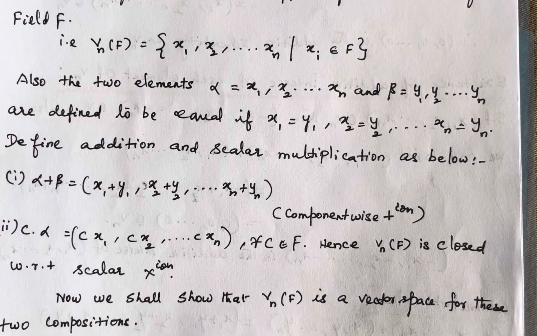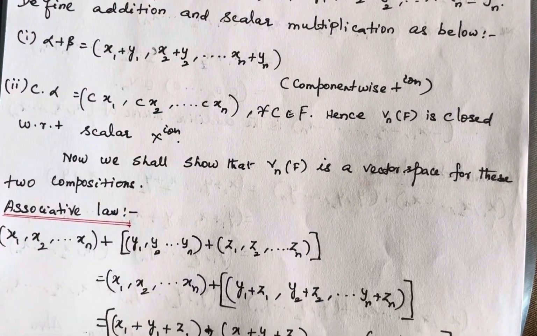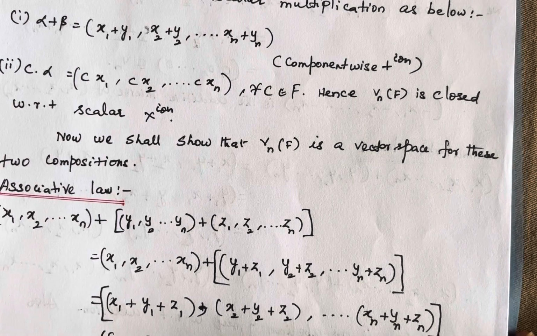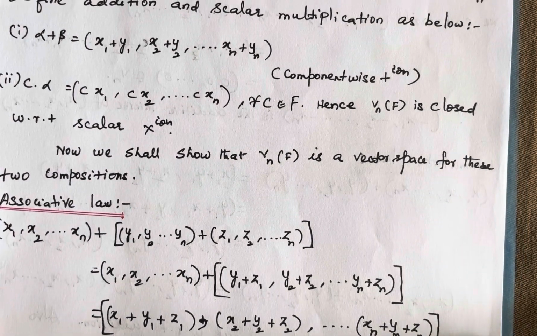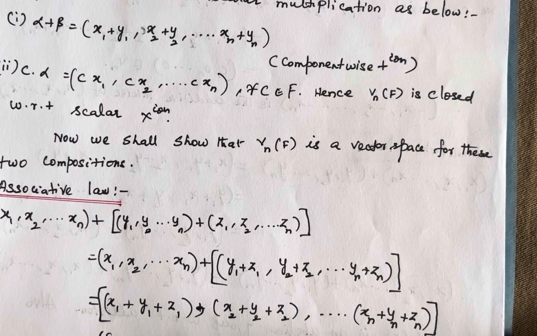Now, we need to prove that Vn of F is a vector space using these two compositions. So the very first one, we need to show that Vn of F is an abelian group. For abelian group, the addition is already closed. From the definition only we can understand. So the next property is going to be the associative law.